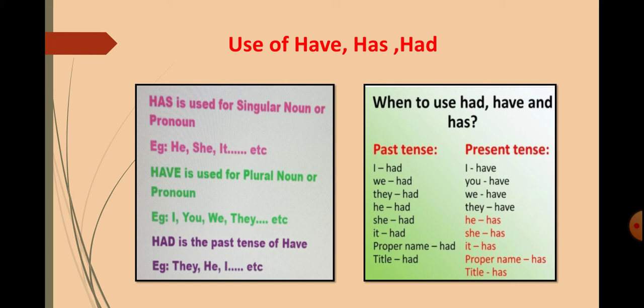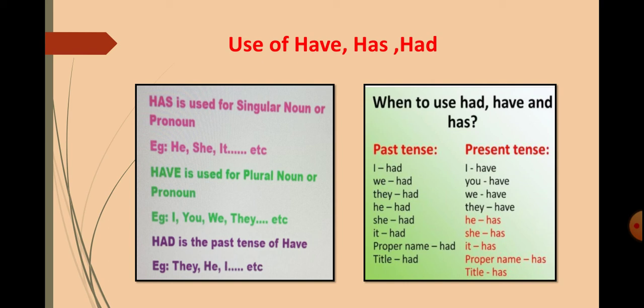Has is used for singular nouns or pronouns, for example, he, she, it, etc. Have is used for plural nouns or pronouns, for example, I, you, we, they, etc. Had is the past tense of have, for example, they, he, I, etc. That means we can use had along with they had, he had, I had, etc.